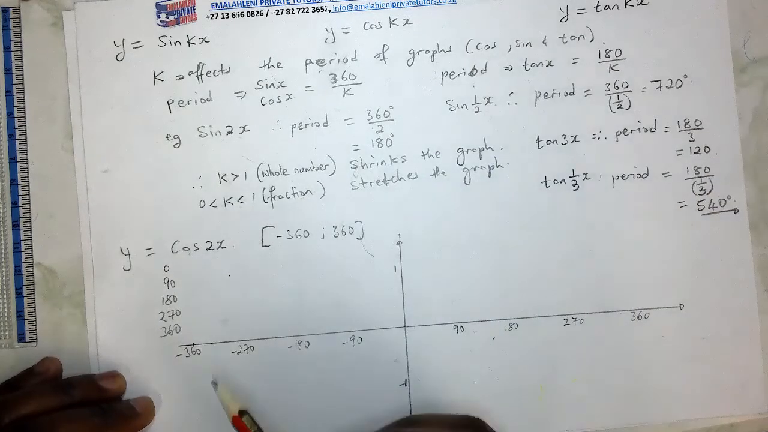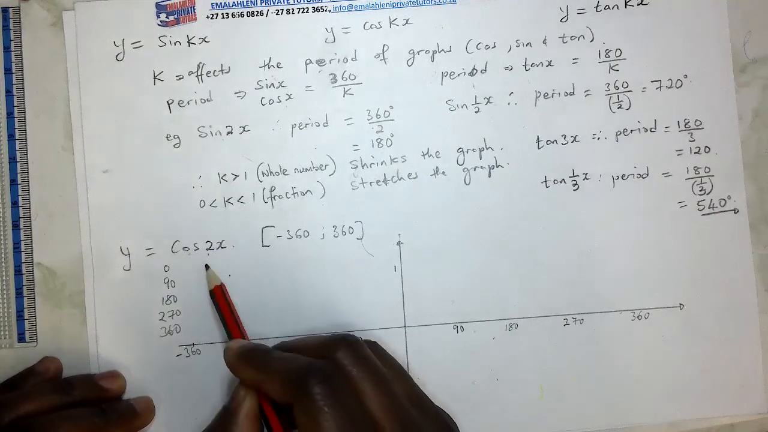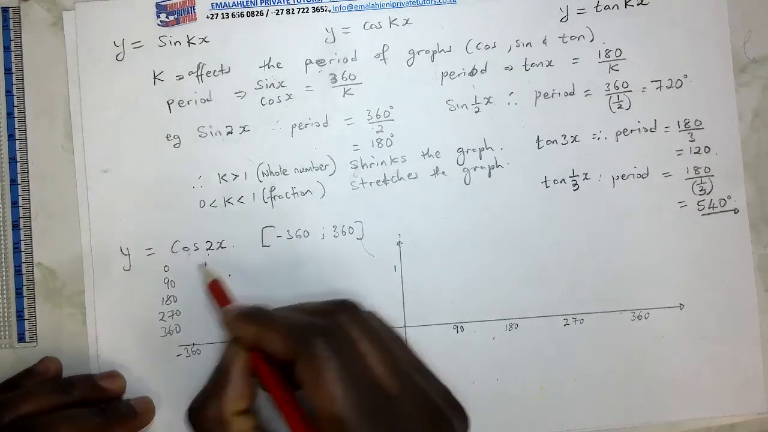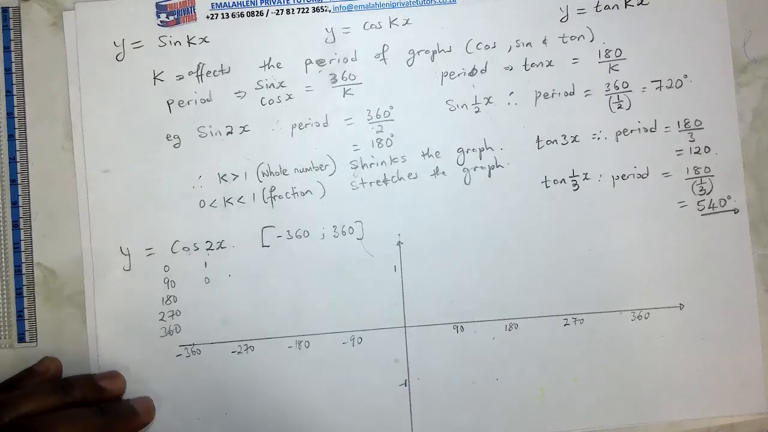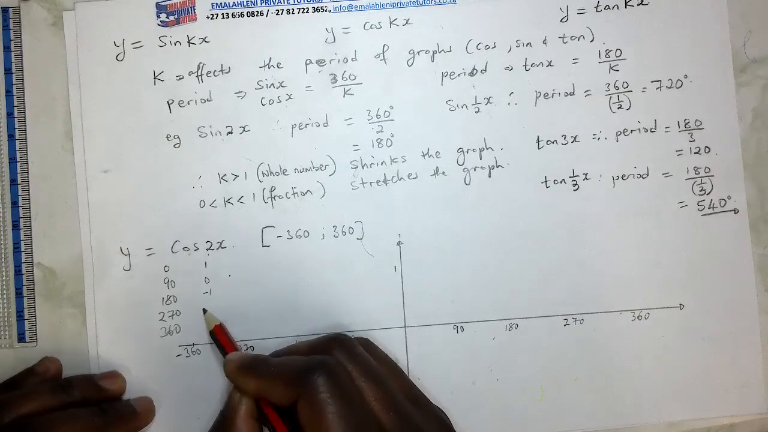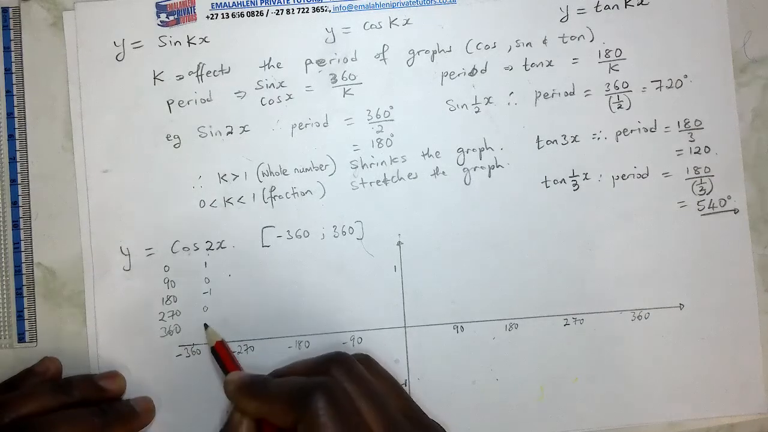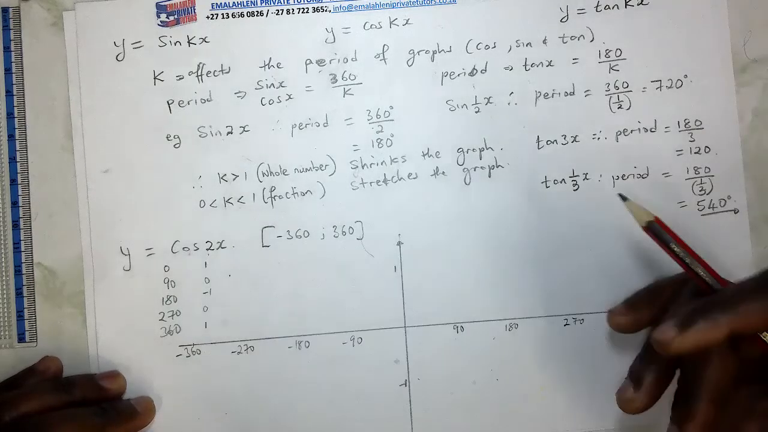You know that at 0, if it is cos, you're supposed to get 1. At 90, you're supposed to get 0. At 180, we are supposed to get -1. At 270, we're supposed to get 0. At 360, we're supposed to get 1. So cos 360 gives 1. These are the major intervals that you must always have.